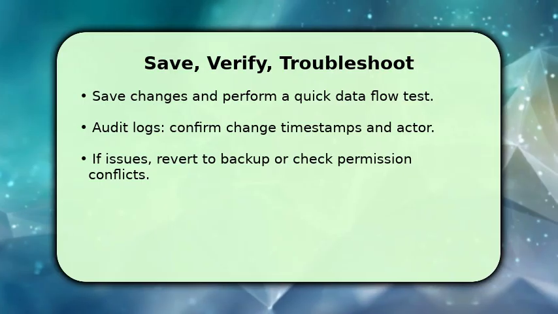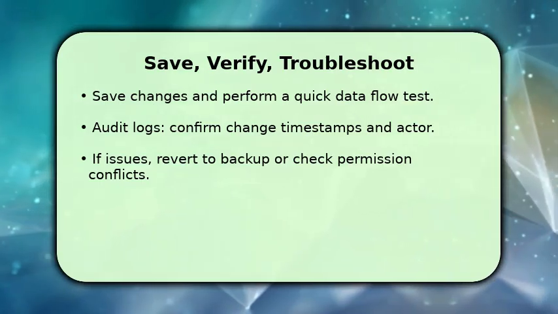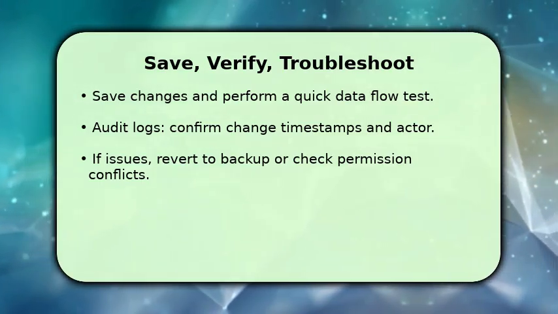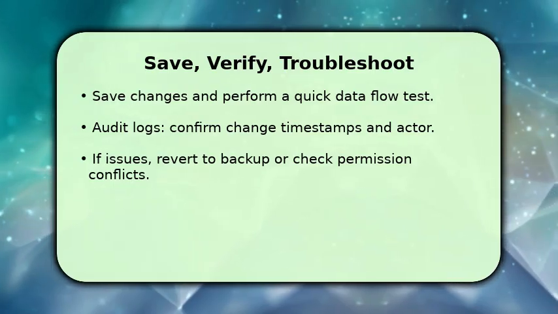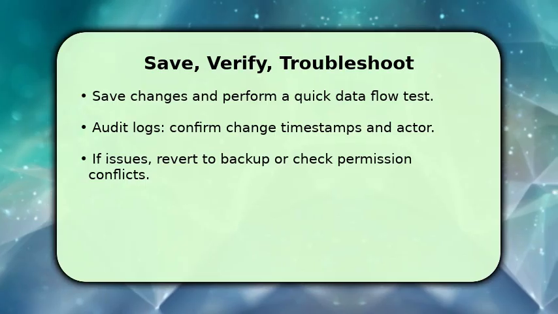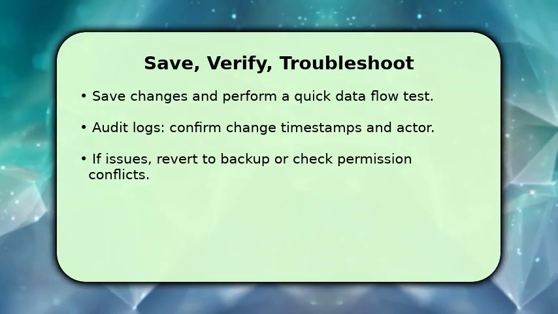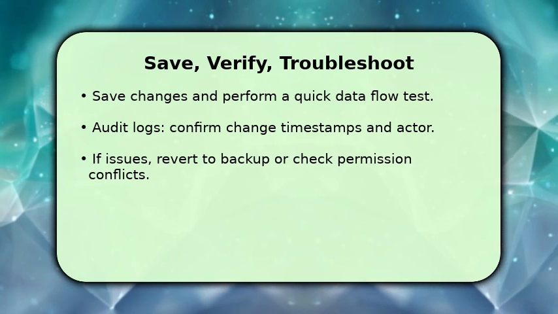If something goes wrong, revert to your exported backup or snapshot immediately, and then inspect permission conflicts or dependent services that may prevent changes. If the problem persists, escalate to platform support with a clear log of steps and timestamps so they can reproduce the issue.